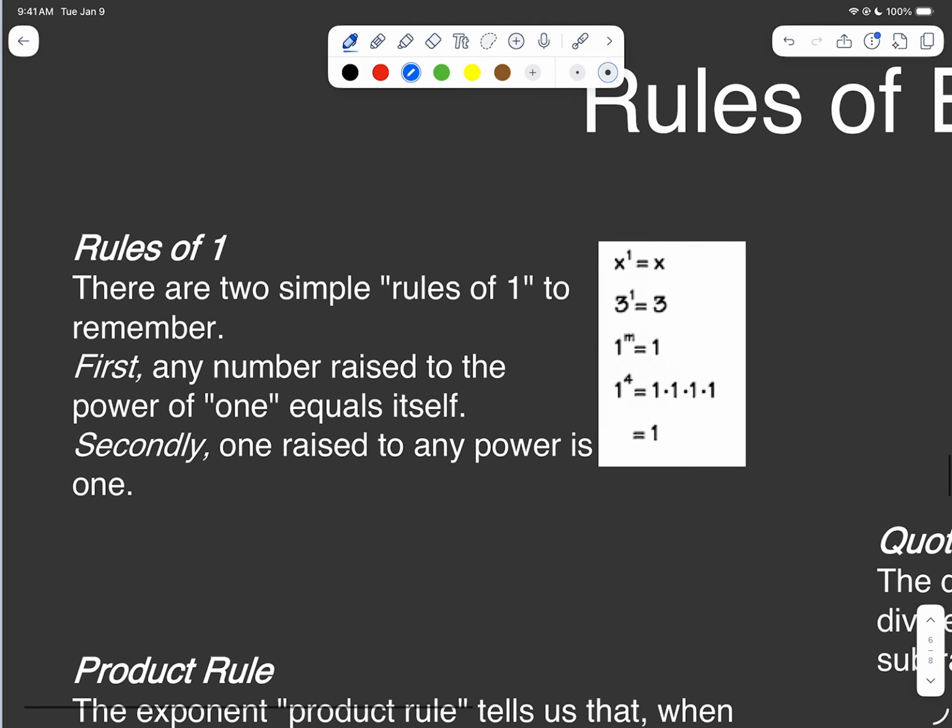So for the first one, we have the easy ones. Anything raised to the 1st power is itself. It doesn't matter what it is. 100 raised to the 1st power is 100. 7 to the 1st power is 7. And 1 raised to any power is still 1. So 1 to the 5th is 1. 1 to the 500th power is still 1. You can multiply 1 by itself all day if you like. It's not going to change. 1 times 1 times 1 times 1 times 1 times 1 still equals 1. So the rules of 1 are very, very easy.